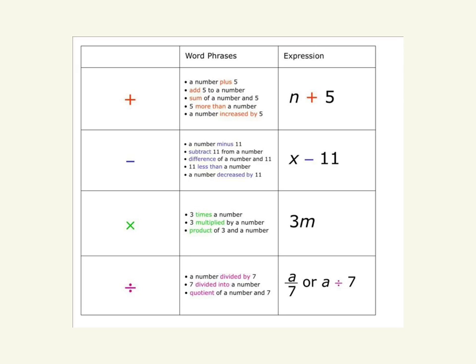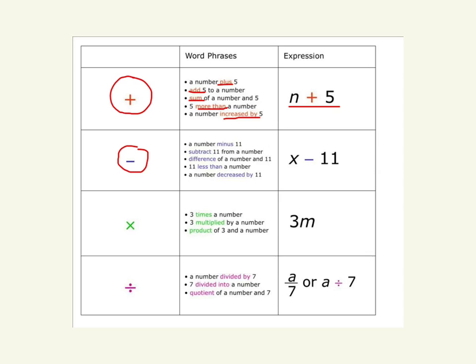For example, for plus, you're going to see words like plus, add, sum, more than, or increased by. And all of these word phrases over here, a number plus 5, add 5 to a number, sum of a number and 5, 5 more than a number, could all be written with this expression right here, n plus 5.